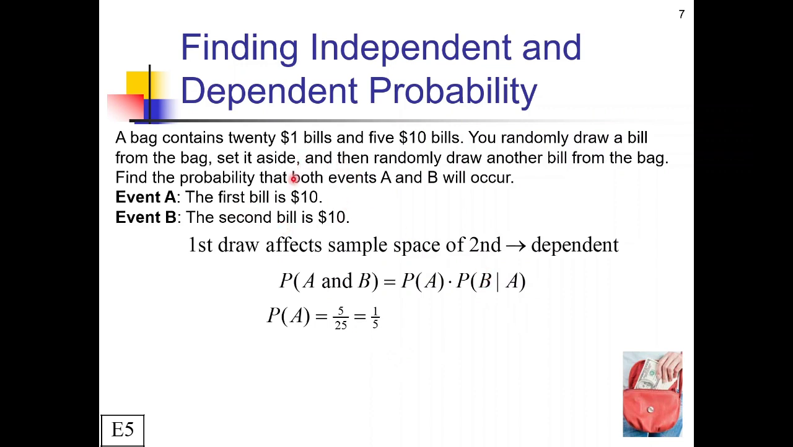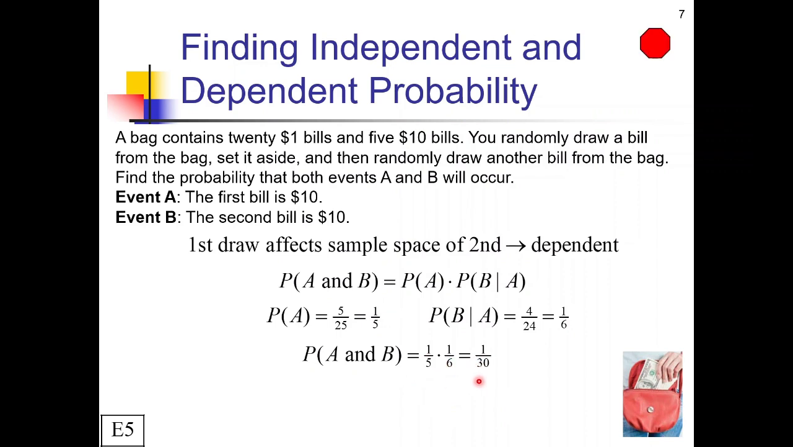Now we also have to find our conditional probability of B, so that second bill. So once I've drawn that first $10 bill, there are now only 4 of those $10 bills left. So we're going to have a 4 for the numerator on this one. And we also have 1 fewer bill overall. So instead of 25, now we're down to 24. So we have 4 over 24, which I could reduce if I wanted to 1 over 6. Now that I have these, I can just multiply 1/5 and 1/6 together, and that gives me 1 over 30.